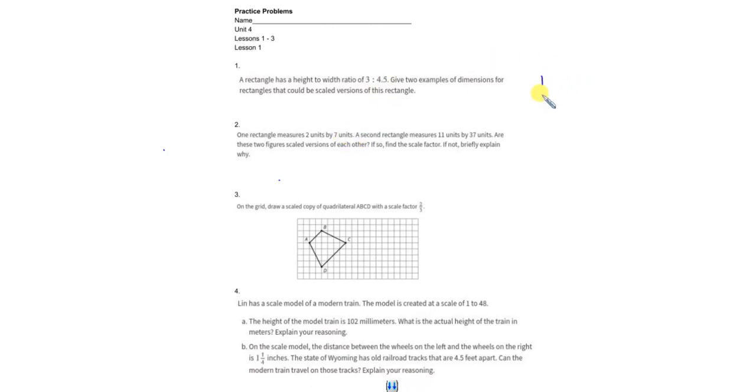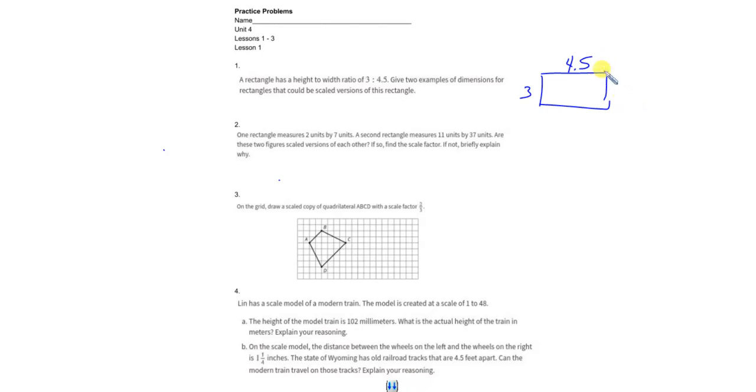So we got a rectangle that has a height of 3 and a width of 4.5. I'm just going to sketch that really quick, and then it wants me to give 2 examples of dimensions for this rectangle that could be scaled versions. Well, we know that scaled versions are going to look just like it, but be either bigger or smaller.